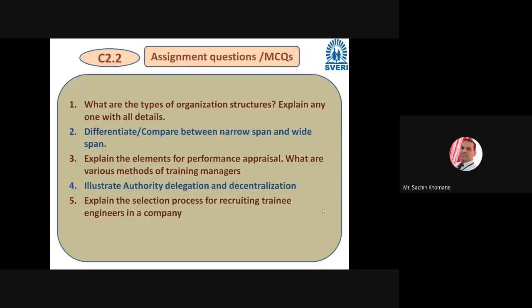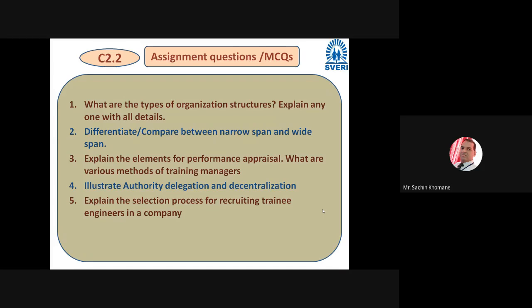Certain assignment questions which were asked in previous examinations, that we'll see, and then we'll proceed to the title of the chapter, importance and central idea, that we'll discuss. Friends, the first question is: what are the types of organization structure? Explain any one with all details. There are certain types of organization structure that we are going to see today, and you have to explain any one in detail. Okay, so you should be prepared for all.